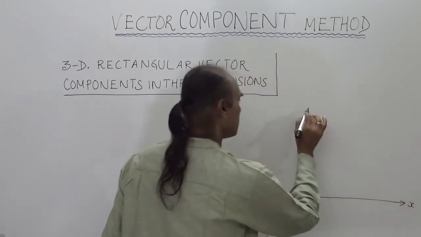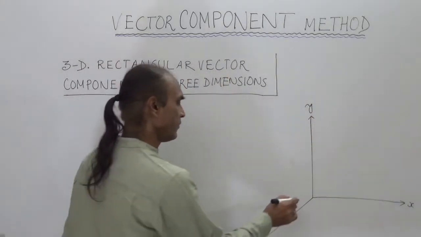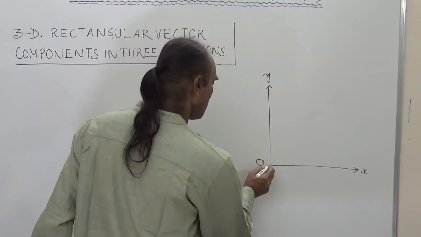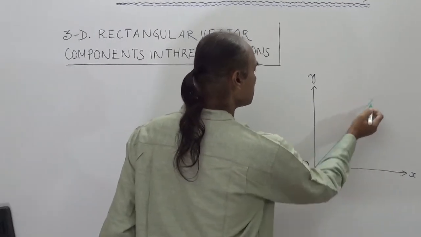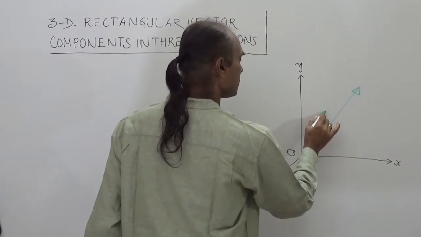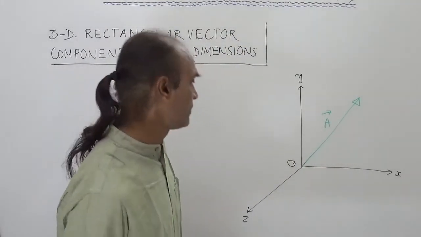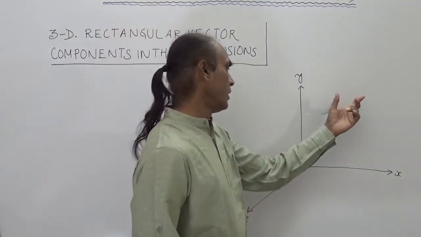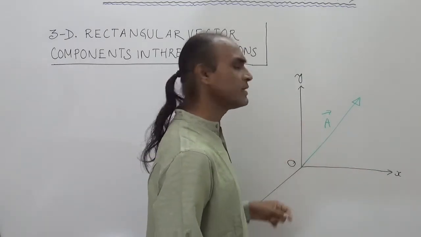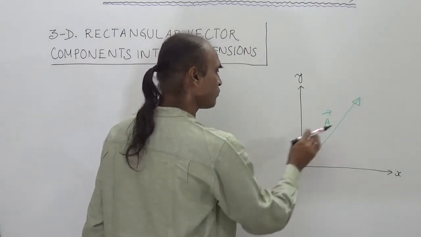The x-axis, y-axis, z-axis. This is the origin. Let us take this vector quantity, let it be any vector A. We need to calculate its component along x-axis, its component along y and z-axis. So we need the vector components or the component of this vector along x, y and z-axis.